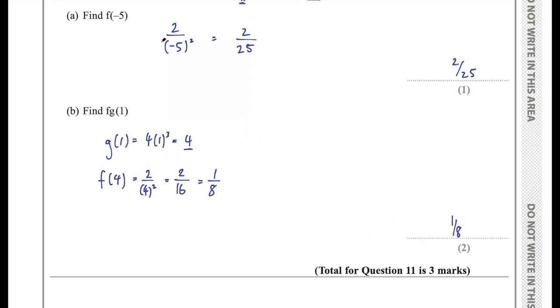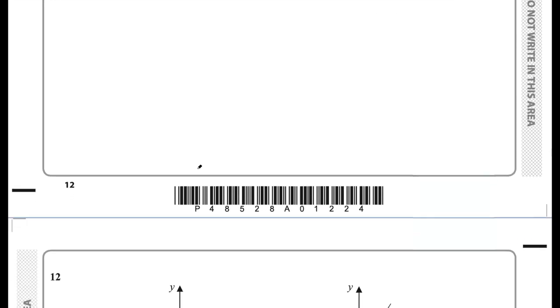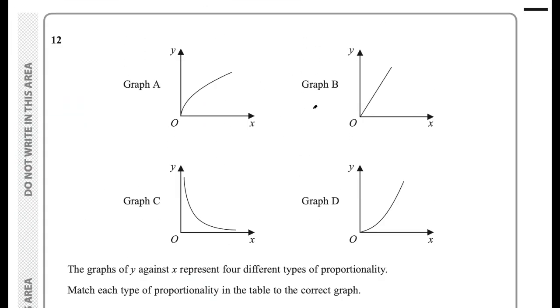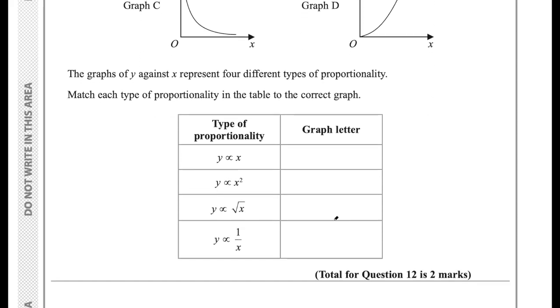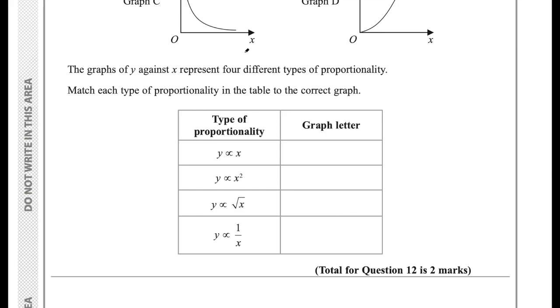If you would like more on functions and composite functions, check out my video going through lots of different examples of composite functions. On to question 12. Question 12 gives us a bunch of graphs, and it says the graphs of y against x represent 4 different types of proportionality. Match each type of proportionality in the table to the correct graph.